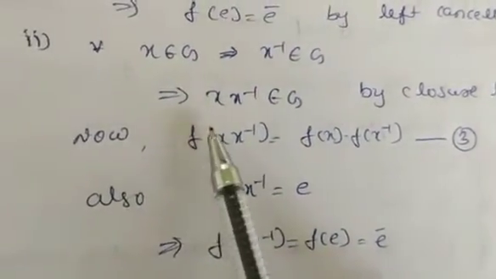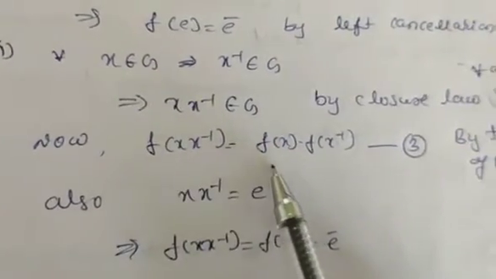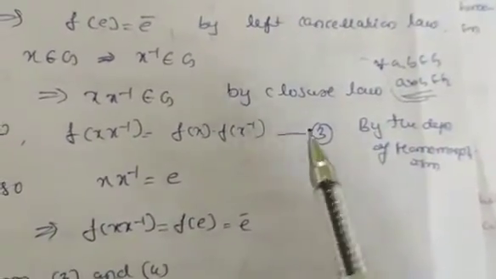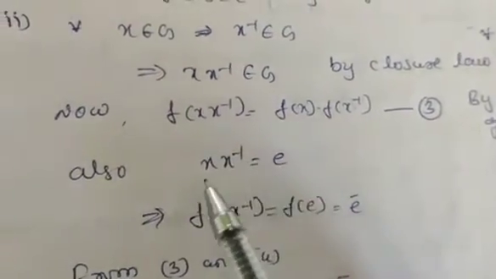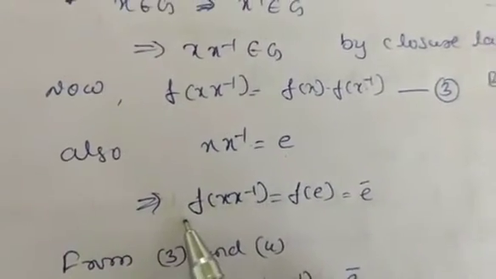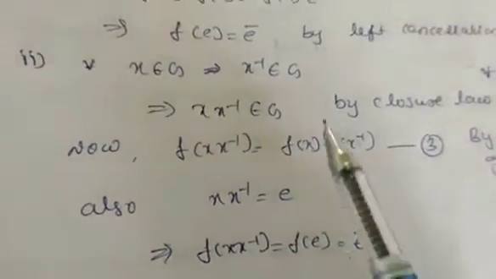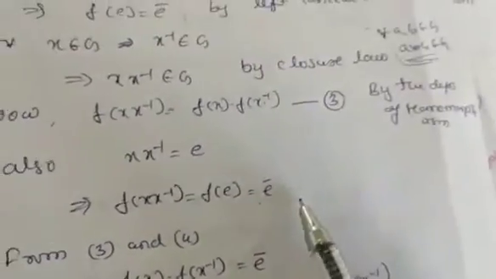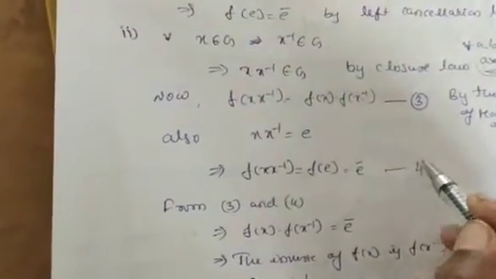So now let us take the function f(x x inverse). By the definition of homomorphism, this is f(x) f(x inverse). Take this one as equation number 3. And also we have x into x inverse equals e, because x and x inverse are reciprocals to each other. This implies f(x x inverse) = f(e). From equation 1, the first result we have proved, f(e) = e bar. Take this one as equation number 4.